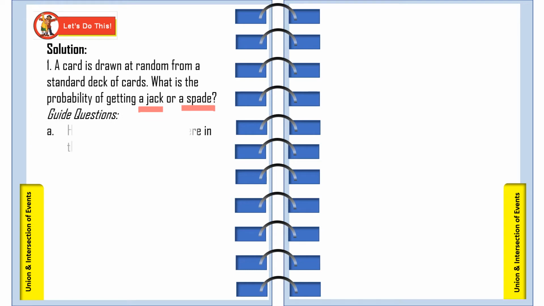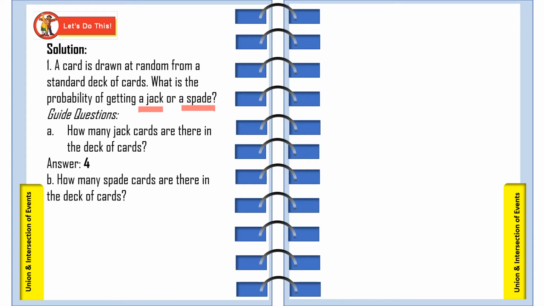Okay? So, here are the guide questions para lang may idea kayo, para doon sa mga hindi pa familiar sa cards. So, how many jack cards are there in the deck of cards? Ilan nga bang jack cards ang meron sa isang deck of cards? Okay, correct. The correct answer is 4. 4 cards kasi meron tayong jack of clubs, jack of spades, jack of diamonds, at saka jack of hearts. Kasi di ba meron tayong 4 suits, so bawat isa doon ay mayroong jack. Kaya meron tayong total of 4 na jack cards.